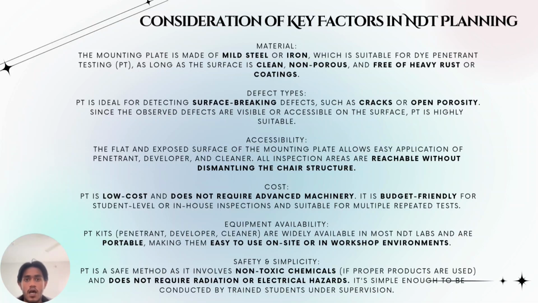Now, let's talk about cost. PT is a low-cost method that doesn't require advanced machinery. It is budget-friendly and suitable for student-level or in-house inspection, especially when multiple tests are needed. Equipment availability is also crucial. PT kits, including penetrant, developer, and cleaner, are widely available in most NDT labs. They are portable and easy to use in both workshop and on-site environments. Finally, we consider safety and simplicity. PT is a safe method when proper products are used, involving non-toxic chemicals and no radiation or electrical hazard.